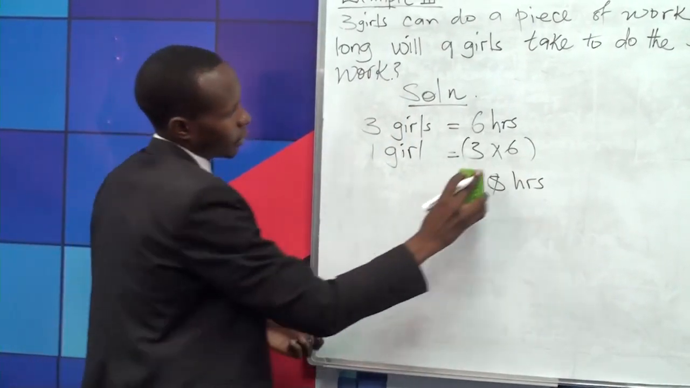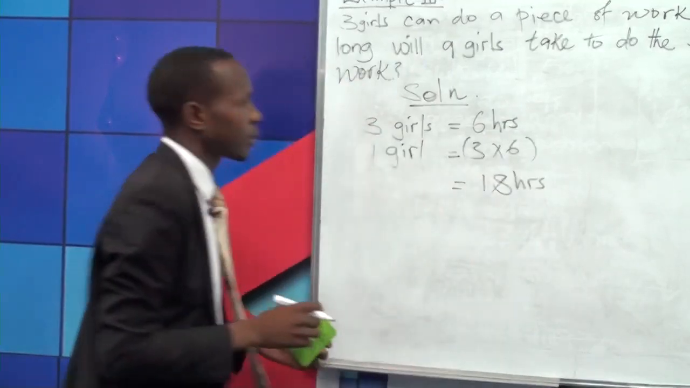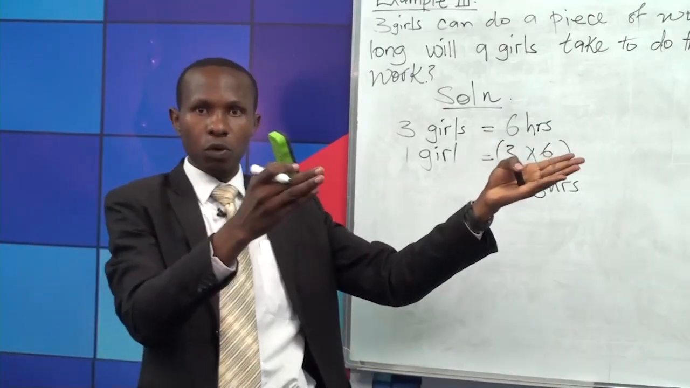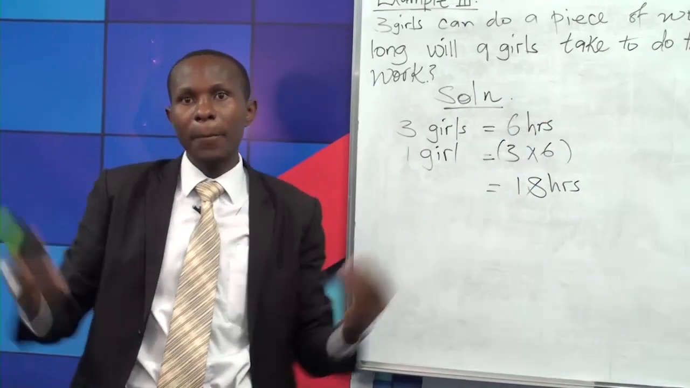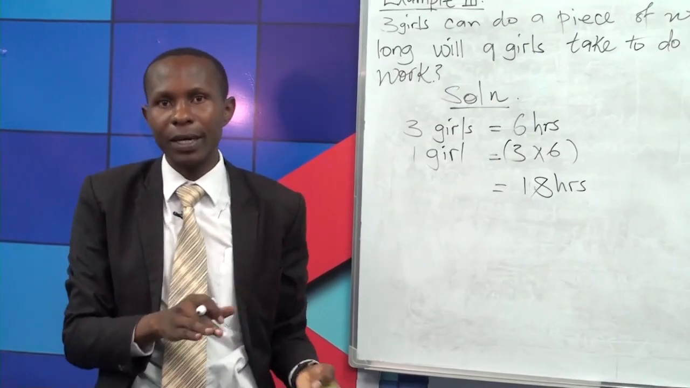18 hours. This will be 18 hours. So when you're one person, you'll take a lot of time. You'll have to take 18 hours. But when you were three, you were supposed to use only 6 hours.